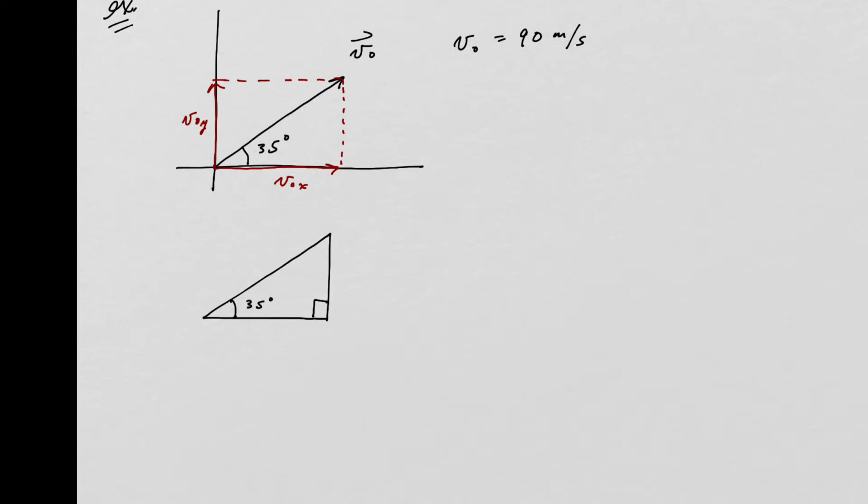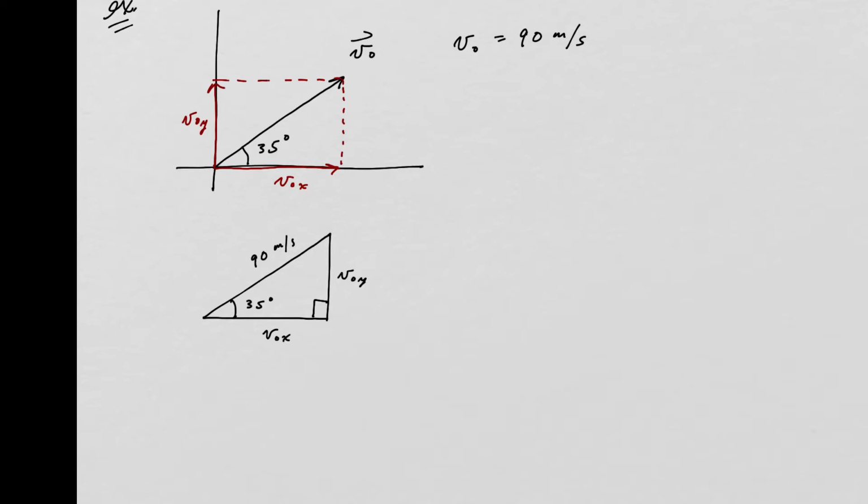We know that the hypotenuse is the magnitude of velocity, right? So this is going to be 90, and really it has units of meters per second. And then this is v naught x, and this side is the same as v naught y, right? So this length is the same as that length. Let's start with v naught x. Well, v naught x is adjacent to the angle. We know the hypotenuse. So what trig function relates adjacent and hypotenuse? That's cosine, right? SOHCAHTOA, so CAH.